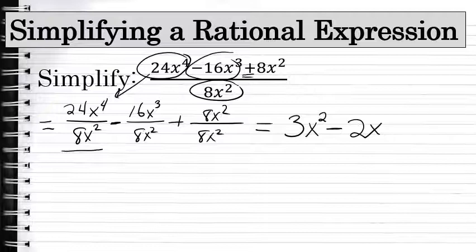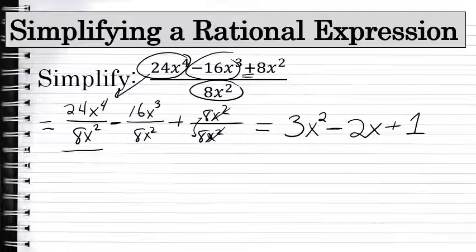And the final term, 8x to the second over 8x to the second, is the same thing over itself. Regardless of the value of x, 8x to the second divided by 8x to the second is always going to be 1. Another way to think about this is that the x squared in the numerator and denominator will cancel out. They'll divide away to be 1. And then you could think of 8 divided by 8 as 1 in the same manner that we discussed for the other terms.